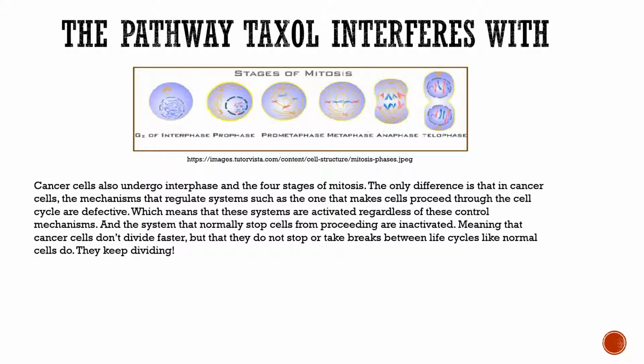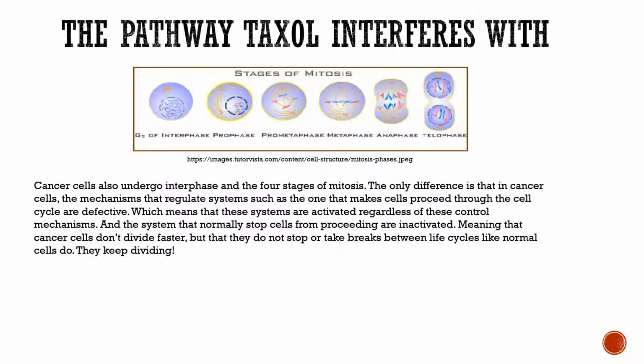Like normal cells, cancer cells also undergo interphase and the 4 stages of mitosis. The only difference is that in cancer cells, the mechanisms that regulate systems such as the one that makes cells proceed through the cell cycle are defective, which means that these systems are activated regardless of these control mechanisms. And the system that normally stops cells from proceeding is inactivated, meaning that cancer cells don't divide faster, but they do not stop or take breaks between life cycles like normal cells do.